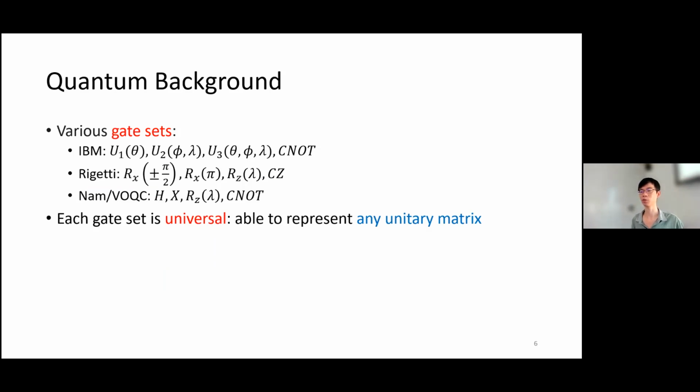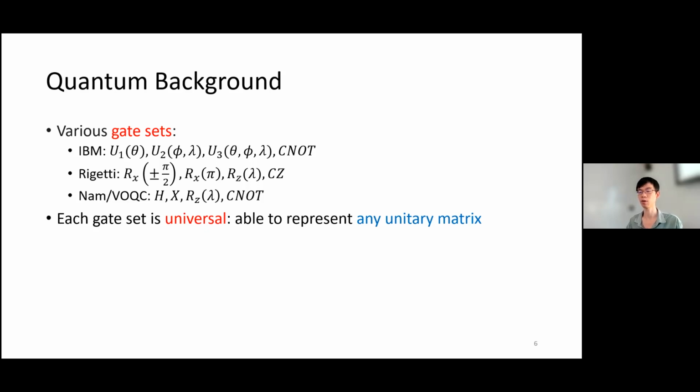In quantum computing nowadays, because this is a very new area, different companies make different devices and they use different gate sets. For example, IBM's quantum machines use U1, U2, U3, and CNOT, these 4 gates. And there are some other frameworks. For example, Rigetti uses Rx, which rotates around the x-axis by a multiple of pi over 2, or Rz, rotating along the z-axis with any angle, and the CZ gate, which is another 2-qubit gate.